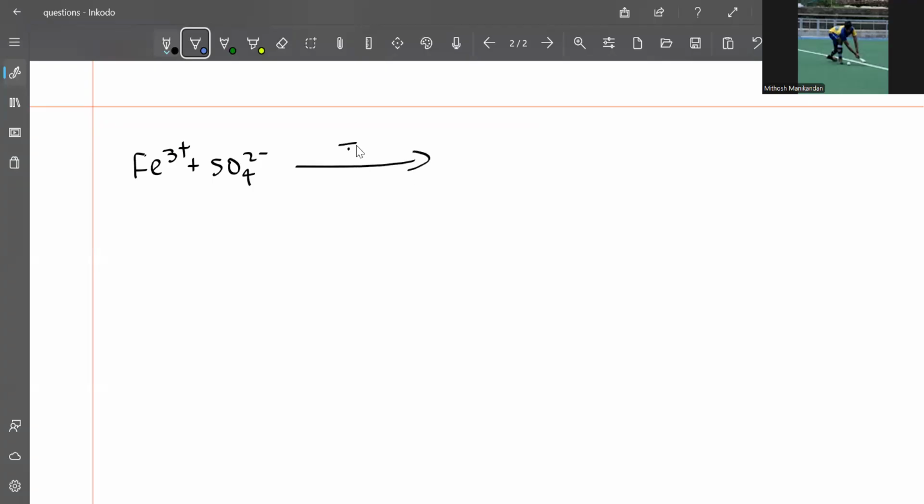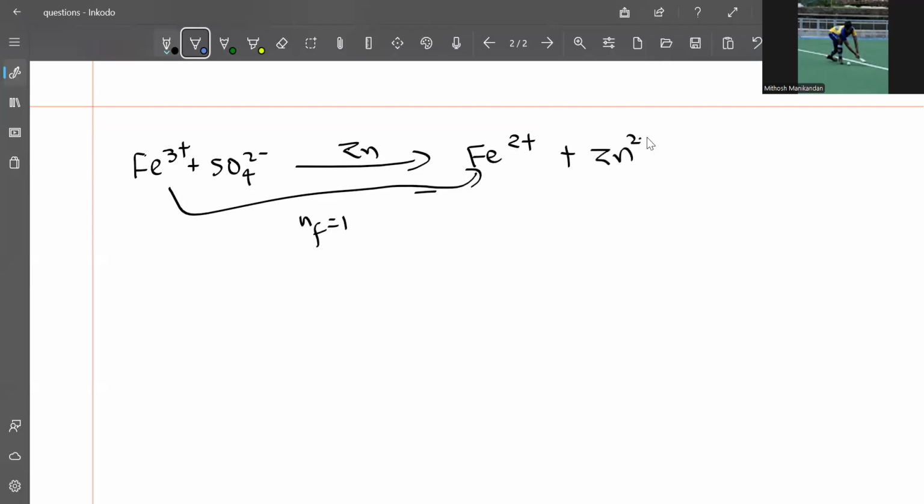So if you use zinc, what will happen is Fe3+ will undergo reduction to become Fe2+. Okay. So in this process, n factor is actually 1. Zinc becomes Zn2+, correct? So n factor is 2. But anyway, we don't need to worry about that. We just need to understand this Fe3+ will become Fe2+.